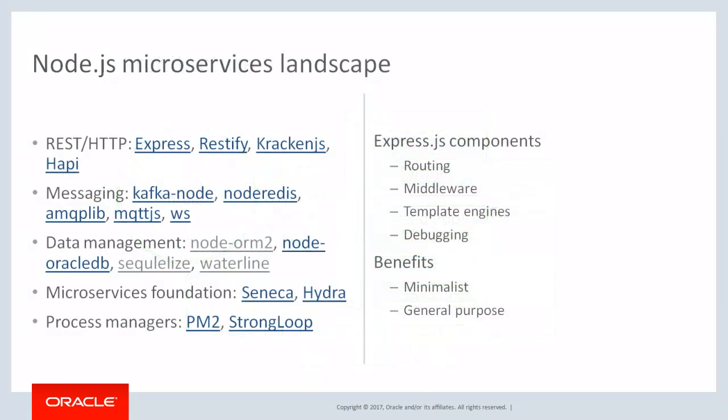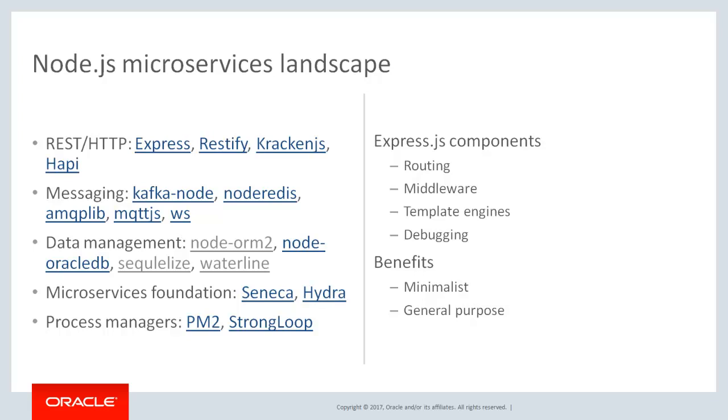Now, here is a quick overview of some of the tools and frameworks which are common in the Node.js microservices landscape, right? Now, I have categorized them into four main buckets, which are REST and HTTP based communication, inter-process communication, basically service to service, asynchronous, messaging based interactions, data management, and then things like microservices chassis, or some of the foundational services, process managers, etc. Right? So let's quickly run through these tools and frameworks.